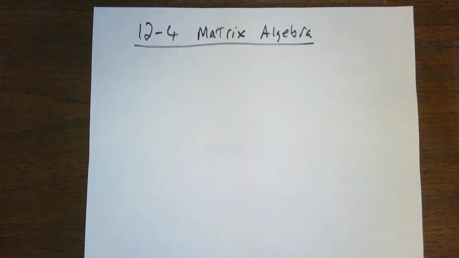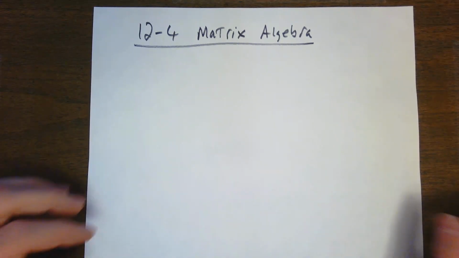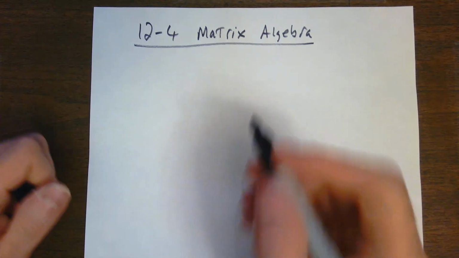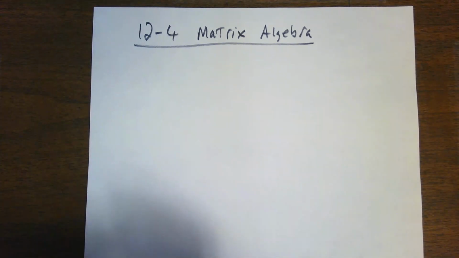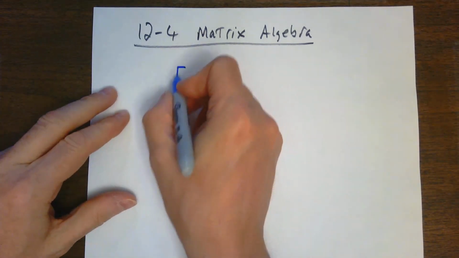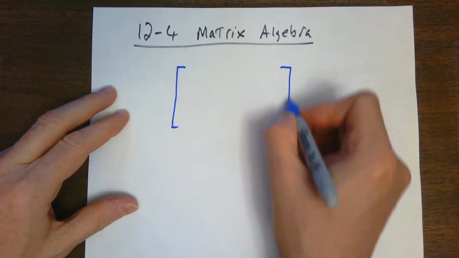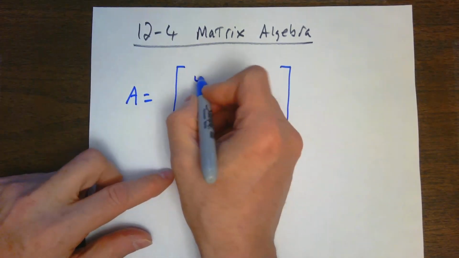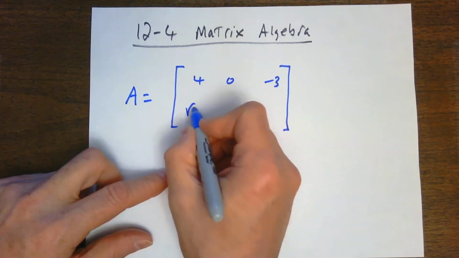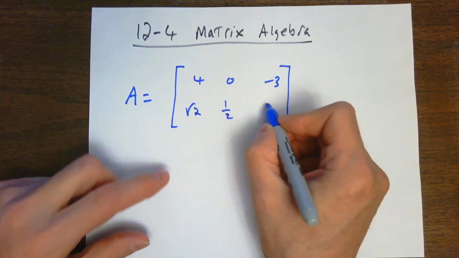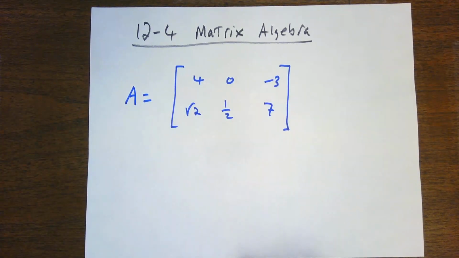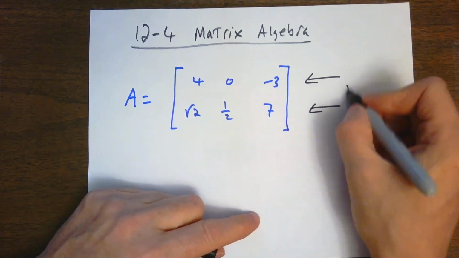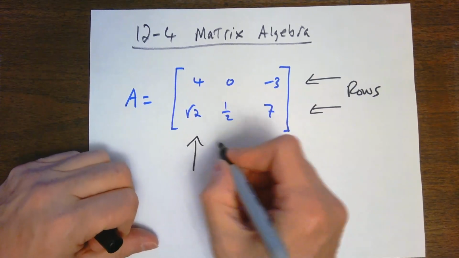Most of the things about matrices are fairly simple, but multiplying them is kind of confusing at first, and can be very difficult. So, as we've seen before, a matrix is a rectangular array of numbers, and I name a matrix with a capital letter. If I call this matrix A, then I have the entries 4, 0, negative 3, square root of 2, 1/2, and 7. And the matrix is comprised of rows and columns.